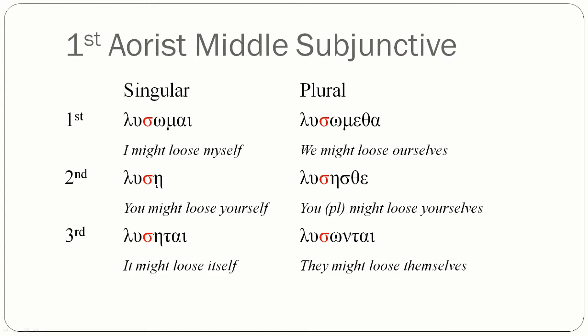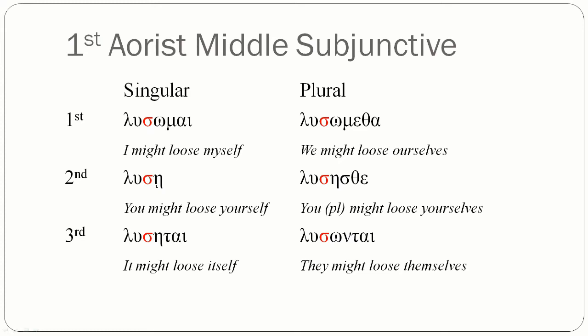Moving on then to the middle subjunctive, these endings should be very familiar to you. If you've learned the present middle passive subjunctive, you know these endings too. Lusomai, lusei, lusetai, lusometha, lusesthe, lusontai. Just like the active, the endings are the same as the present middle passive. Only the presence of that sigma will tell you that it is first aorist. And again, I might loose myself.